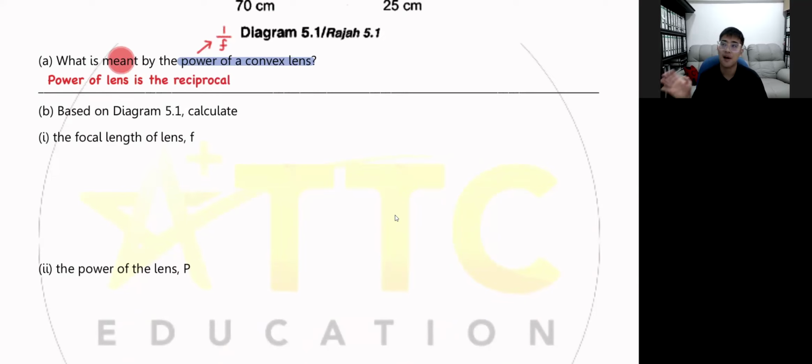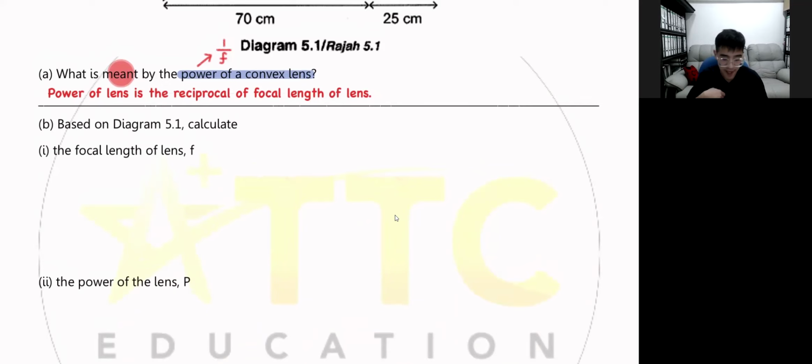Reciprocal also means inversely proportional. The power is inversely proportional to the focal length. But instead of using inversely proportional, we can use this word reciprocal. Reciprocal of what? The focal length of the lens. So when you use 1 divided by f, the reciprocal of focal length, you will get the power of the lens. Okay, so that's the meaning for the power of a lens. All right, then the next one, B1.